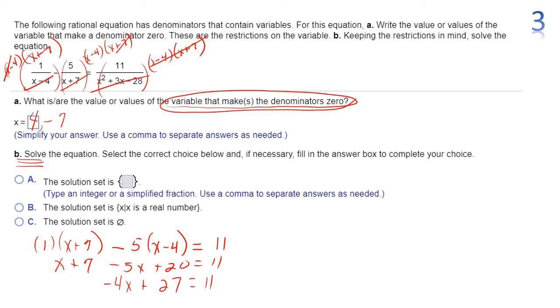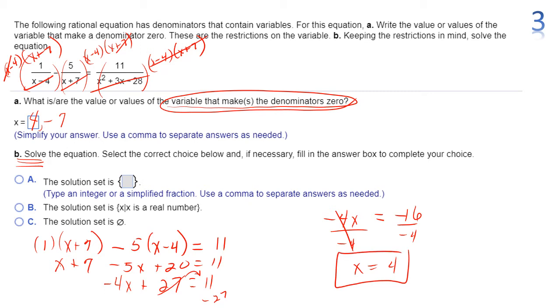Now I must solve for x. If I move over the 27 and subtract it, then I have negative 4x equals negative 16. Then I will divide by negative 4. X is equal to 4. Well, it looks like that's a fine answer, but notice, whoa, that was one of my restrictions. If your answer is the same as a restriction, then omit and discard that answer. Go ahead and choose C, the solution set is empty.